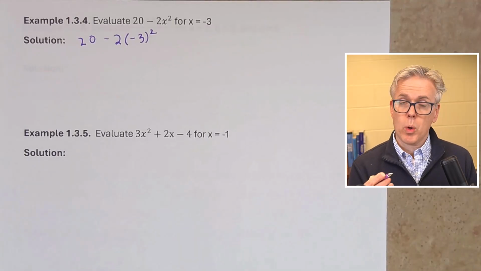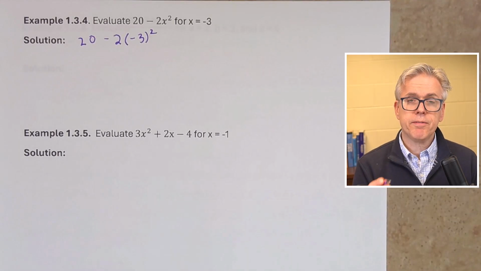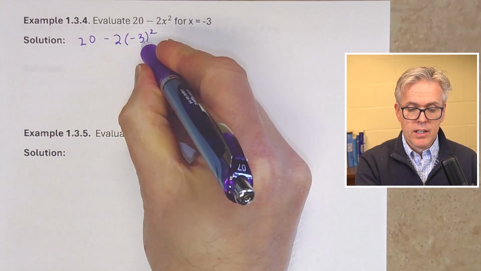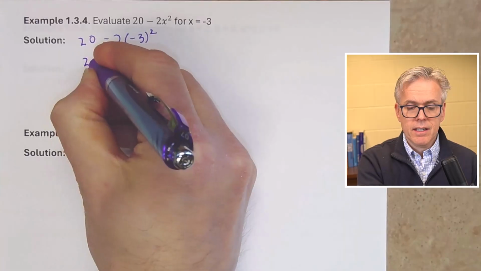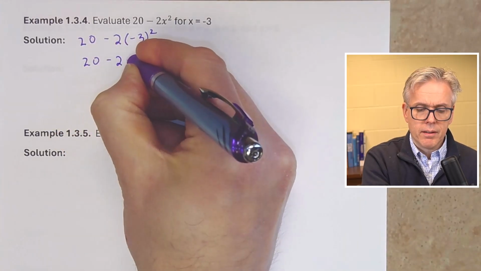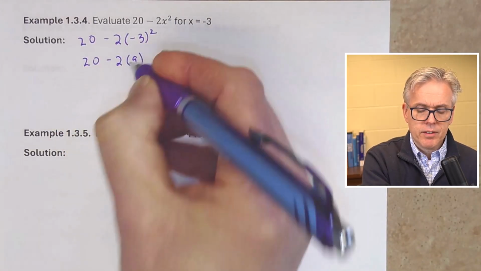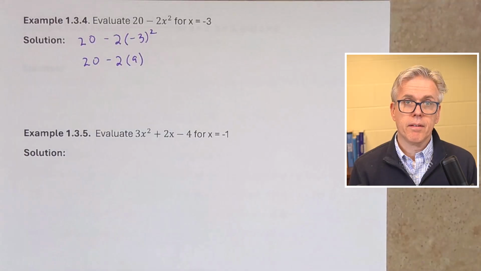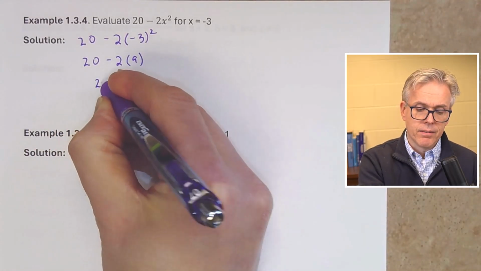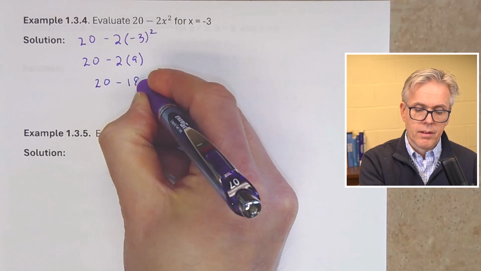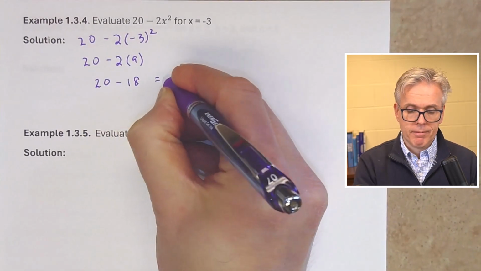Now we're going to use our order of operations. And what comes first? Good, exponents. So I'm going to exponentiate this negative 3. So negative 3 squared is 9. So I'm going to write this down. 20 minus 2 times 9. Now what comes next? Good, I'm going to multiply next. So I'm going to say 20 minus 18. And now we can go and subtract and get 2.